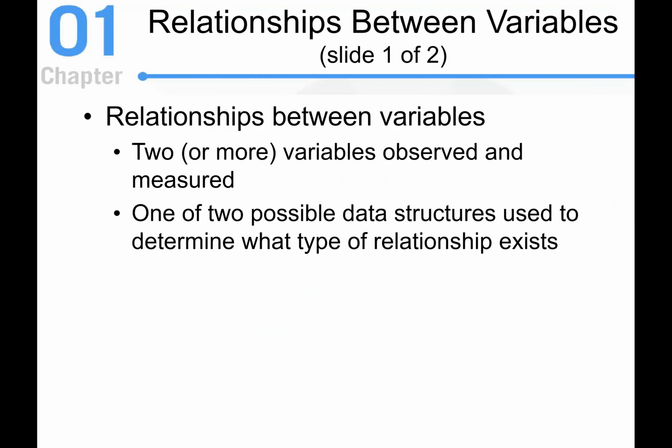All right, so that was just descriptive research, but now we have relationships between variables. When it comes to relationships between variables, we can have 2 or more variables that are observed and measured. So there's one or two possible data structures used to determine what type of relationship exists between those two variables that have been observed and measured.